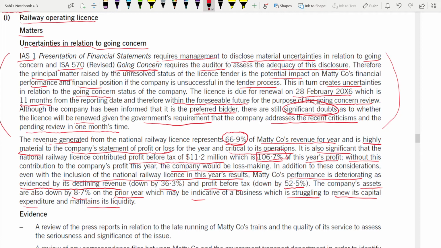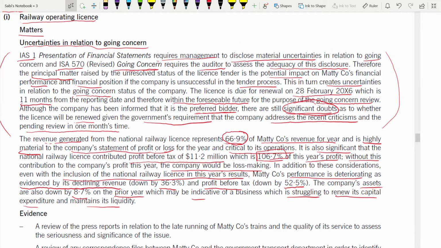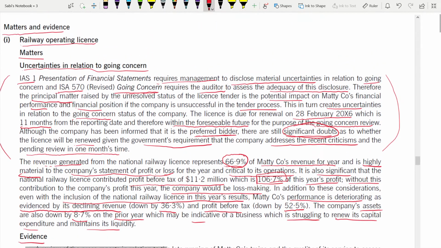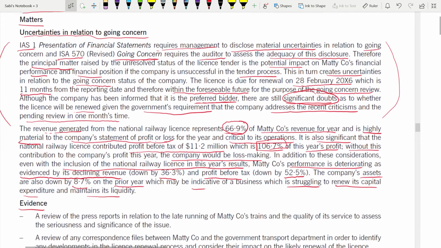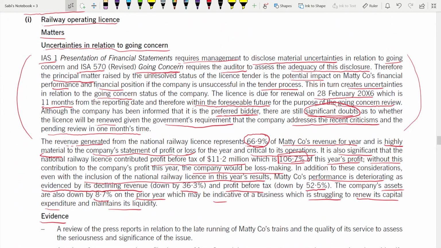Now, all these were matters that you have discussed. Okay. Now coming to the evidence. Let's say for discussing matters, you will get 4 marks: 2 for this and 2 for this. Okay.